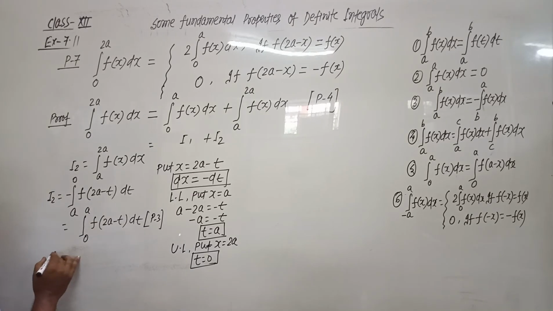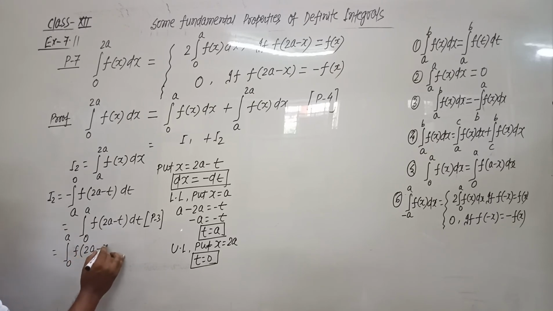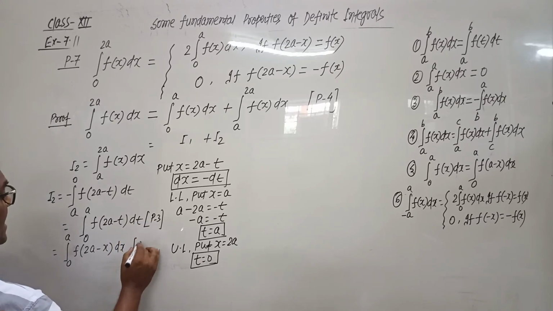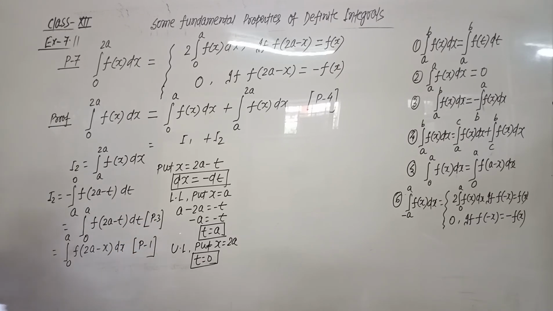Now we use property number 1. So 0 to a, f of 2a minus x dx, and the variable we can interchange. This we are using property number 1. So put the value of I1 and I2 in the given expression.